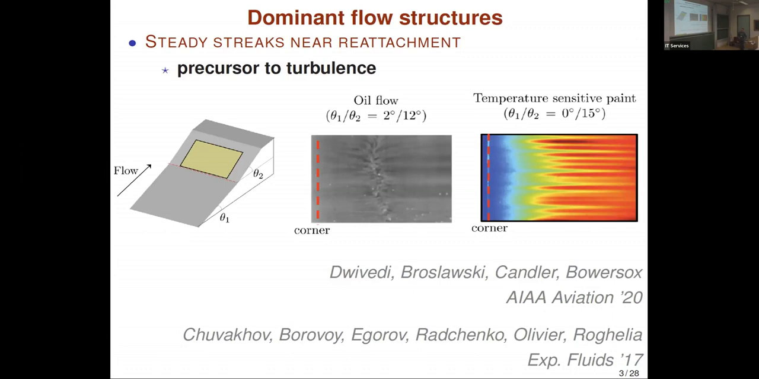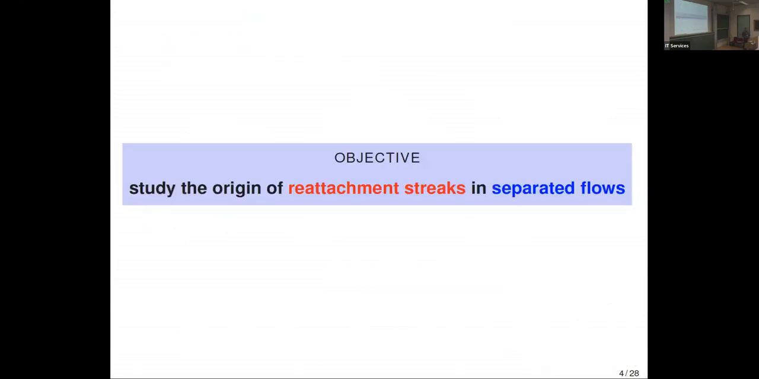These structures are typically associated with persistent local peaks of heat flux and wall temperature, and they are widely believed to serve as a precursor to transition to turbulence further downstream. For hypersonic vehicles, transition is a huge issue because it imposes heavy thermal loads on vehicles that can compromise even vehicle safety. These studies motivate our work. The objective of our work is to examine the origin of reattachment streaks in separated flows and to understand the triggering mechanisms behind transition to turbulence in these flows.